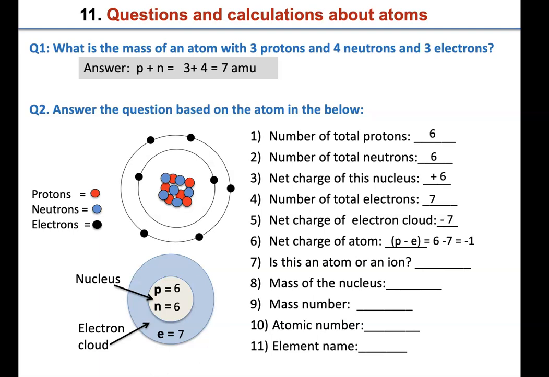Is this atom an ion or an atom? The answer is based on the net charge. So it is an ion. It's an anion. What is the mass of the nucleus? So you add the protons and the neutrons. It's 12. What is the mass number? Again, it's the same as 12. Atomic number is the number of protons, so that's 6. Element name is based on the number of protons. In this case, it's carbon. So you're going to look at the periodic table to see who has the atomic number of 6.